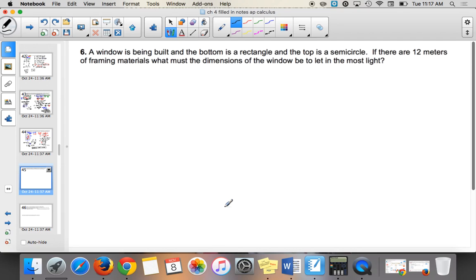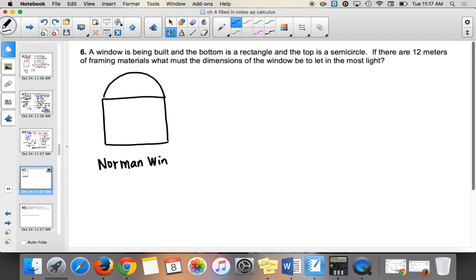All right. This next one is like a classic calculus problem, a Norman window problem. Do you guys know what a Norman window is? Have you ever seen these? So it says a window is being built and the bottom is a rectangle and then the top is a semicircle. Whoops, I've erased all of it. I want to draw my semicircle better. So this is called a Norman window. In case you're going to be an architect or anything, you need to know that fun fact.